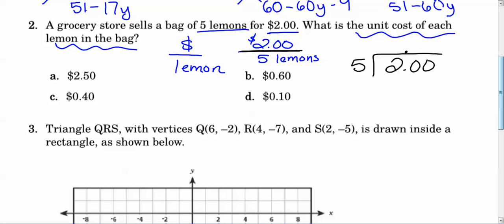Bring up that decimal point directly. 5 does not go into 2, but it goes into 24 times. That gives you 20. You do all this good stuff, you get 40 cents per lemon, right?